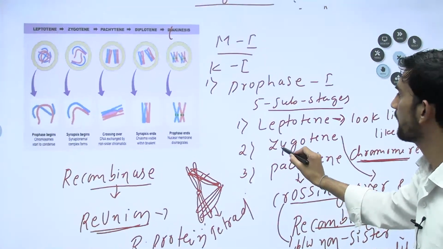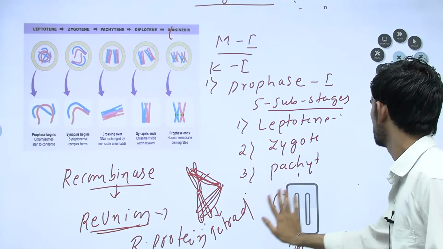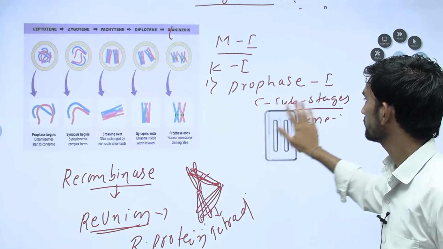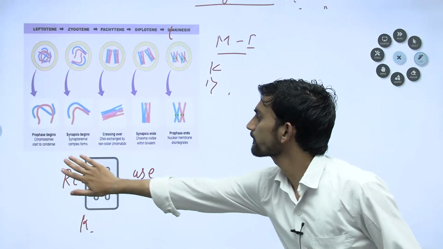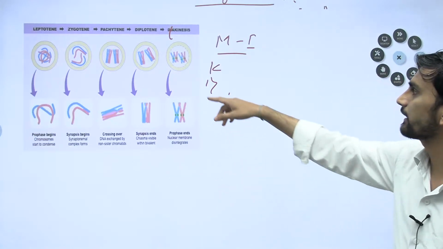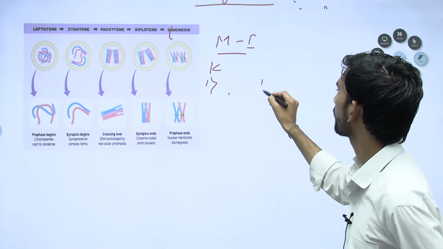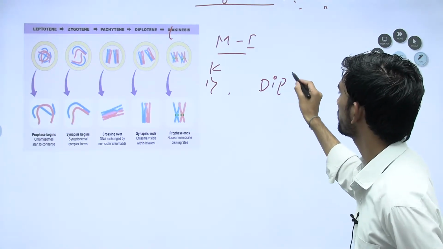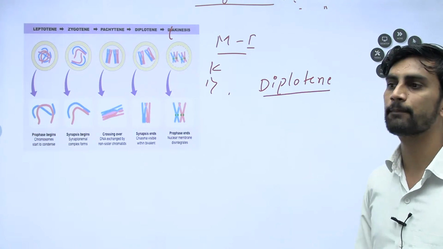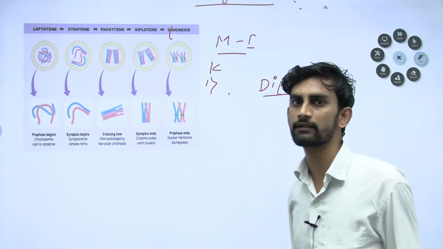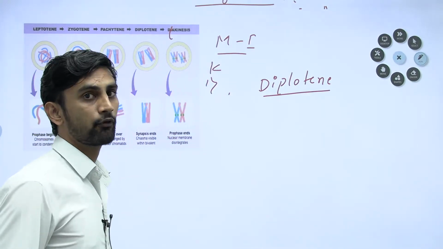After completion of the pachytene stage, you should concentrate more on the next stage. Diagram also there. You have to concentrate on this diagram also. After recombination, the next step in Prophase One of Meiosis is diplotene. Here they have shown the diplotene stage. What's happening in that diplotene? The fourth stage is called diplotene, or we can also call it diplonema. Both names are the same.